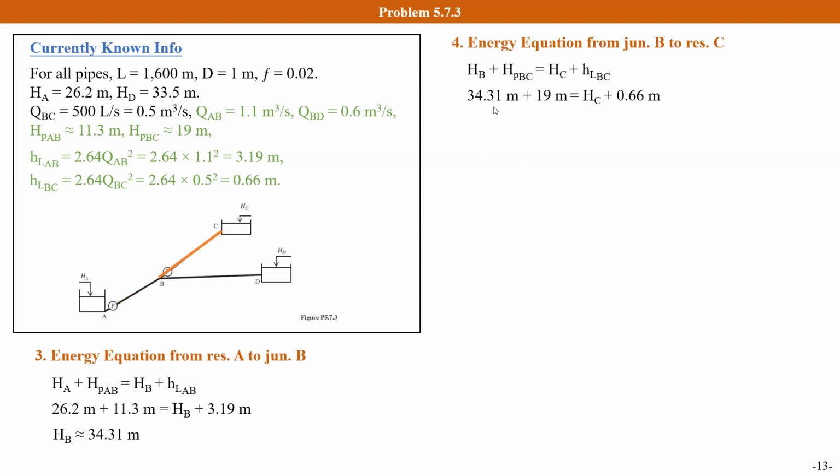After we bring the value back to this equation, we could get the total energy, which is also the water elevation in reservoir C. It's close to 52.65 meter.